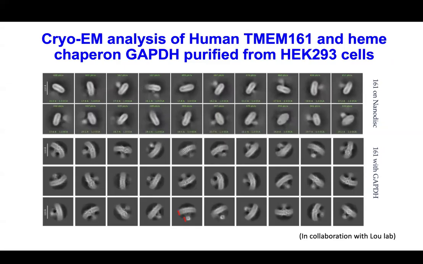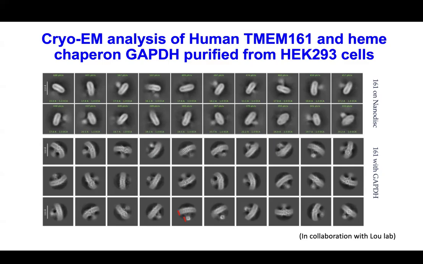And the final piece of data I want to share with you is also unpublished. It is the preliminary cryo-EM analysis of the human 161B and the heme chaperone GAPDH from the HEK293 cells using a nanodisk preparation, and our collaborator was able to obtain the cryo-EM particles and the categorization of different classes of conformation for this protein with or without GAPDH in the nanodisk.